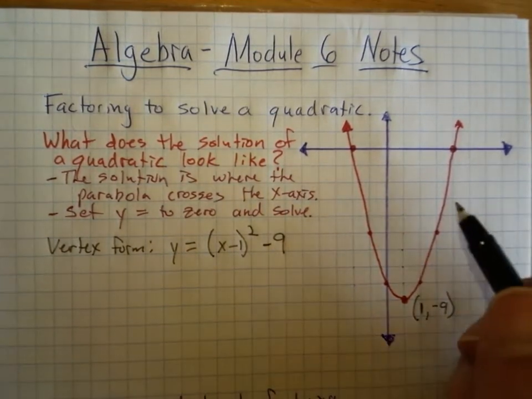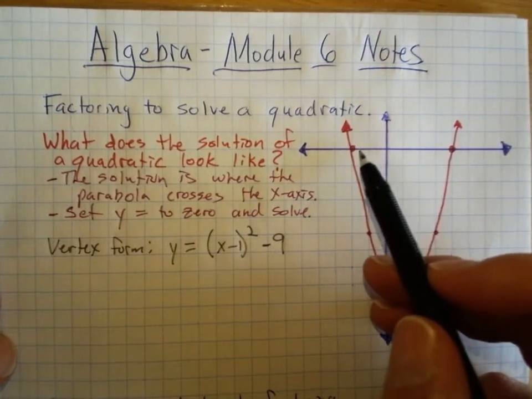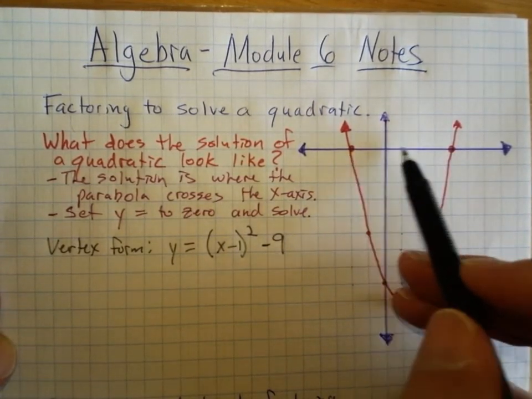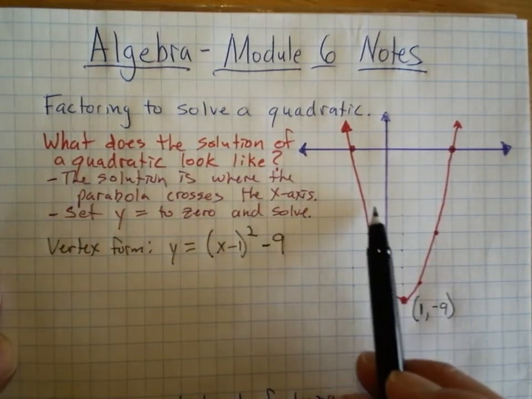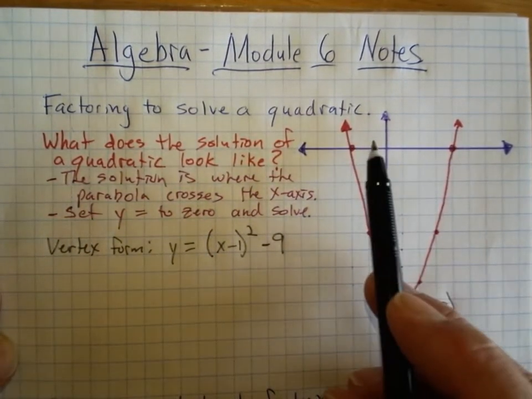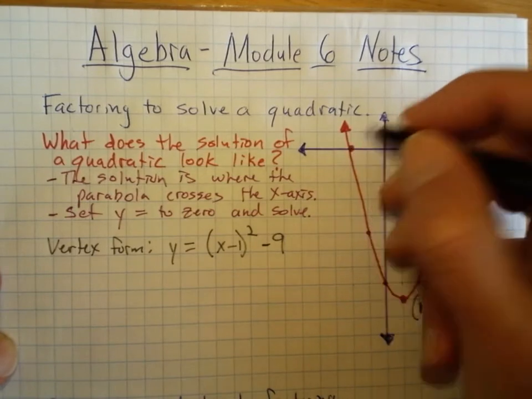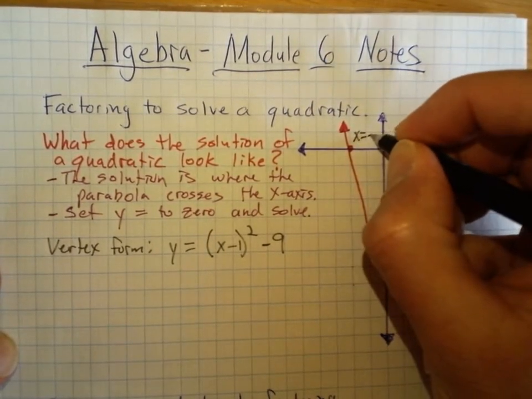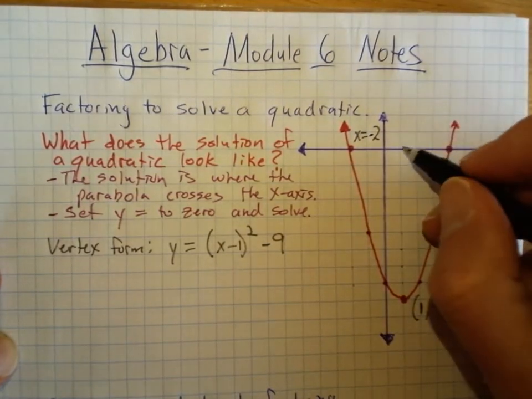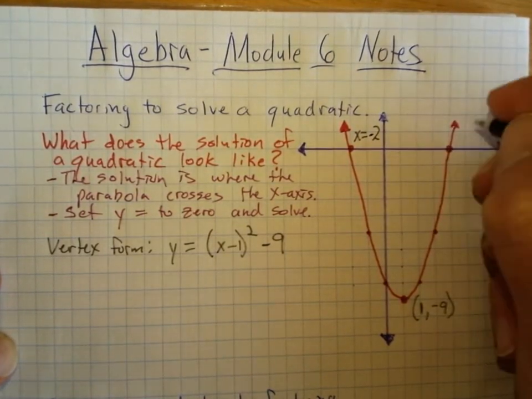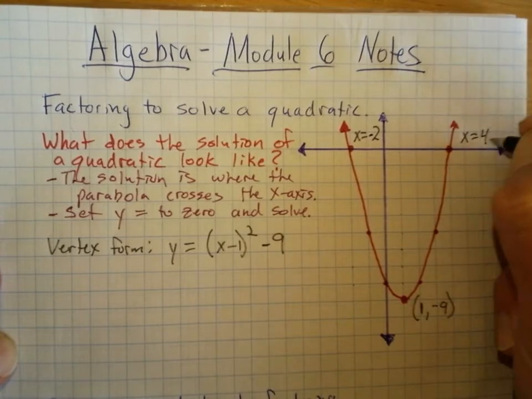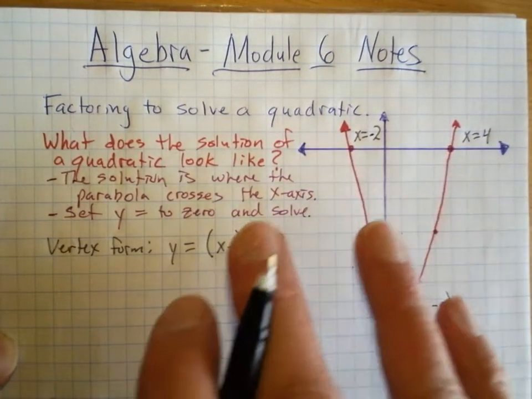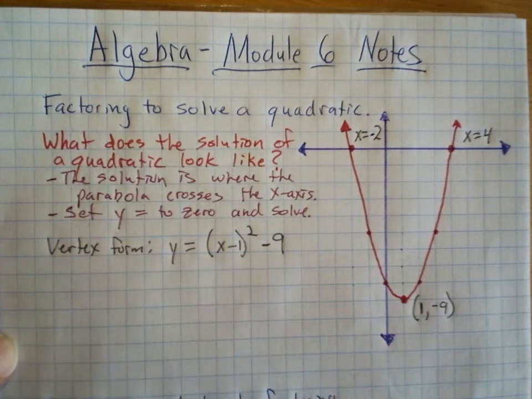But we can also see what the zeros are. In this case, what are the solutions to this quadratic? I just told you that's where the parabola crosses the x-axis. So we see that we have a solution at x equals -2. We have a solution at x equals 4.